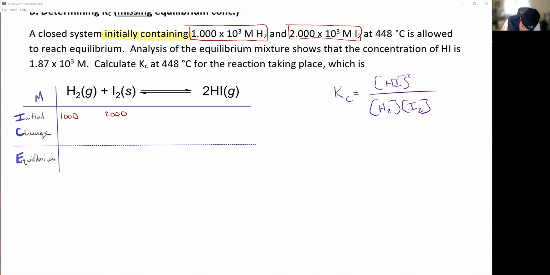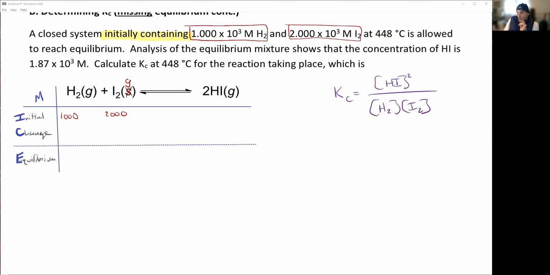Oh, in fact, I just noticed a problem. This is solid. We're going to call this gas for the time being, because it cannot be solid. We're not allowed to have that in the equilibrium expression. All right, so there we go. At 448 degrees Celsius, a lot of the time temperature doesn't become involved, but we usually mention temperature. So I'm just going to ignore that for a second.